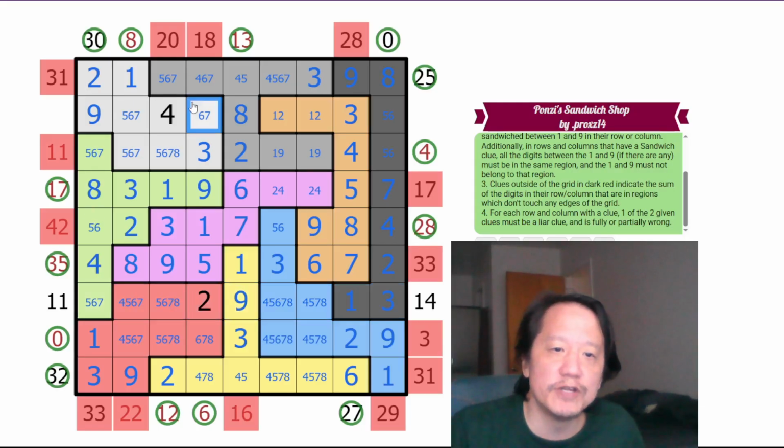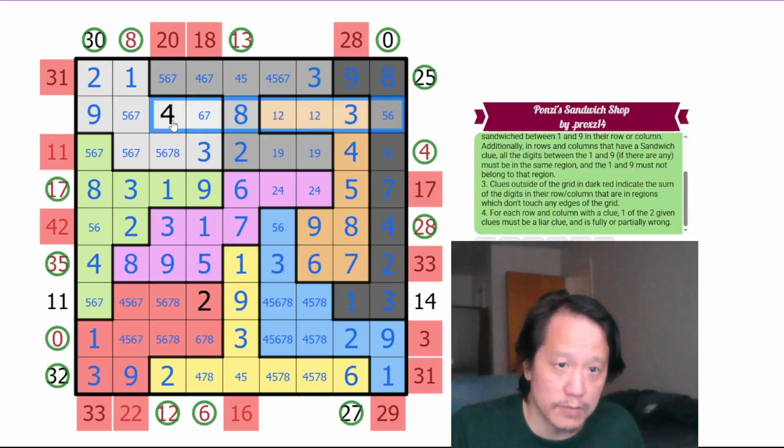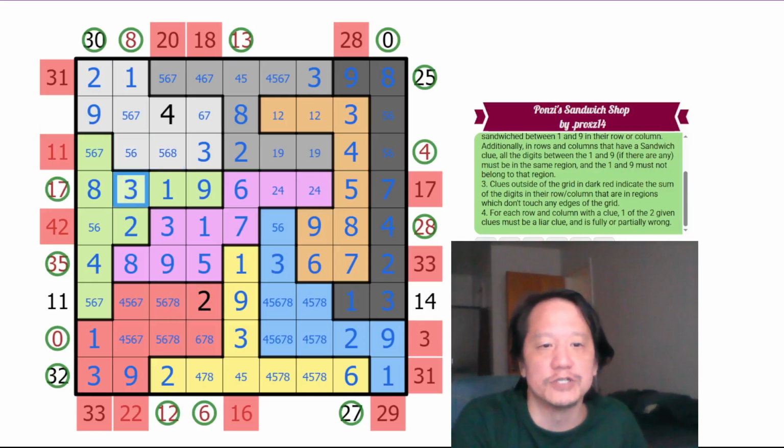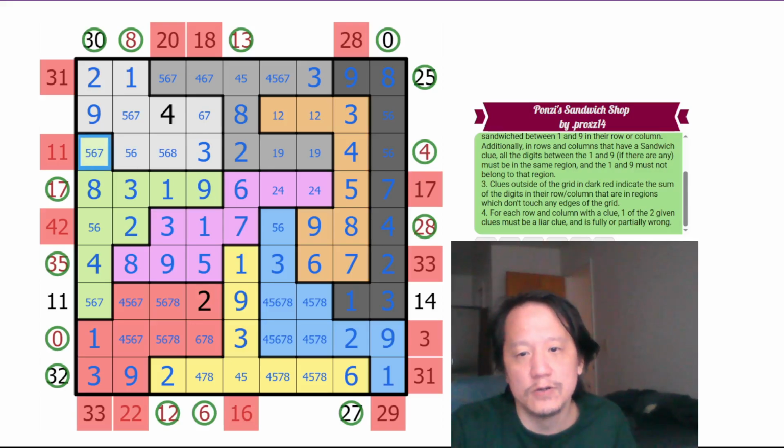Where is the 7 in the light region? Sorry, in row 2, I should say. Row 2, it has to be one of these 2 digits, which is in the light region. That eliminates 7 from the rest of the light region. So where is 7 in row 3 then? It has to be here. So this is 7, that eliminates 7 here.